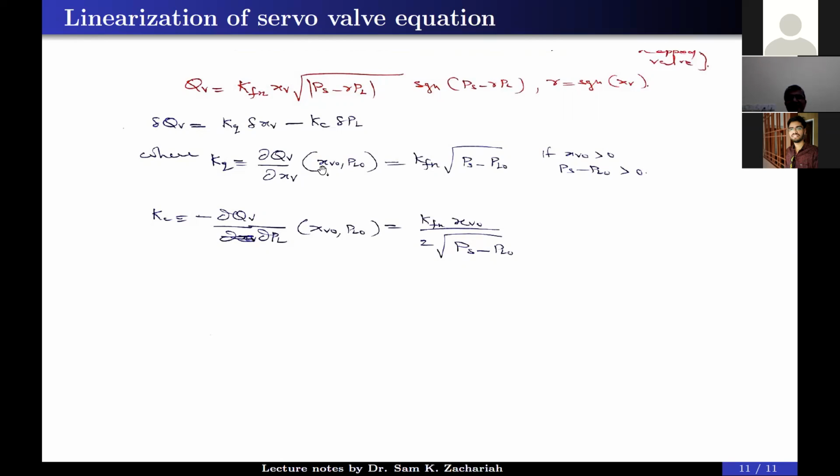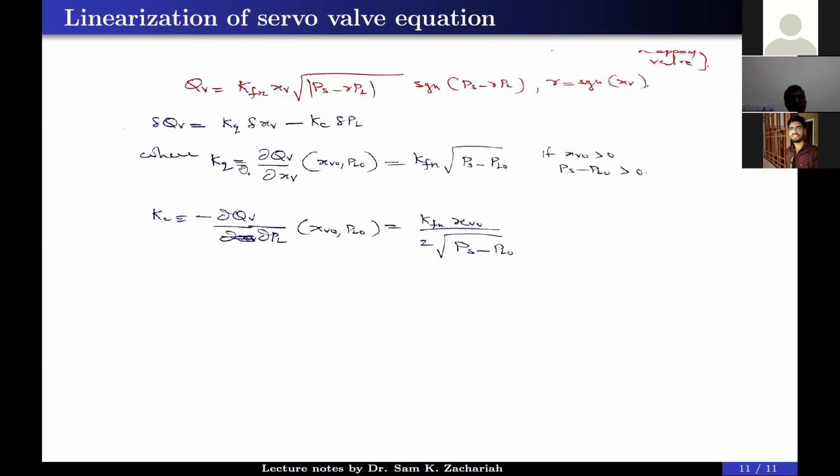Actually, XV will be a sinusoidal motion, but we assume that it is a constant value just from the analysis point of view. So XV is some steady opening and there is a steady pressure, because here the variables are XV, the servo valve opening, and PL. All other things are constant. So if we are linearizing, we have to linearize with respect to both XV and PL. Definitely you have to assume a certain operating point. That's why I have given XV0 and PL0.